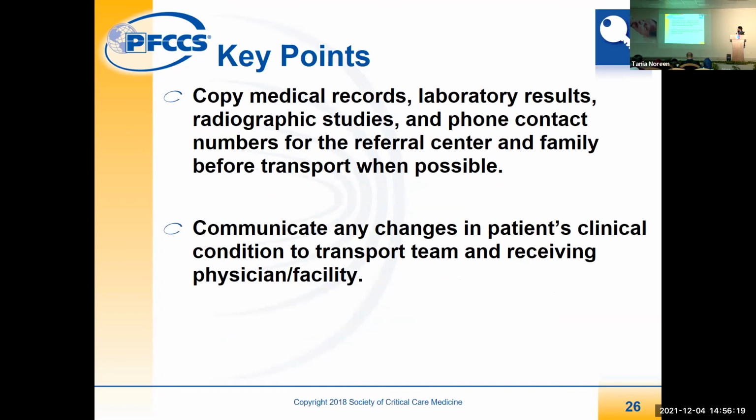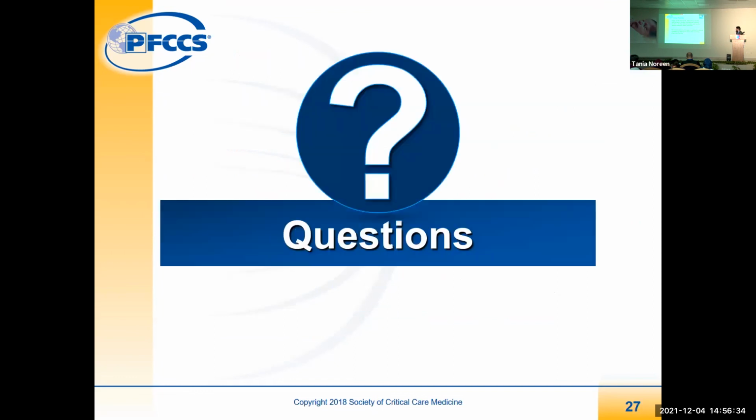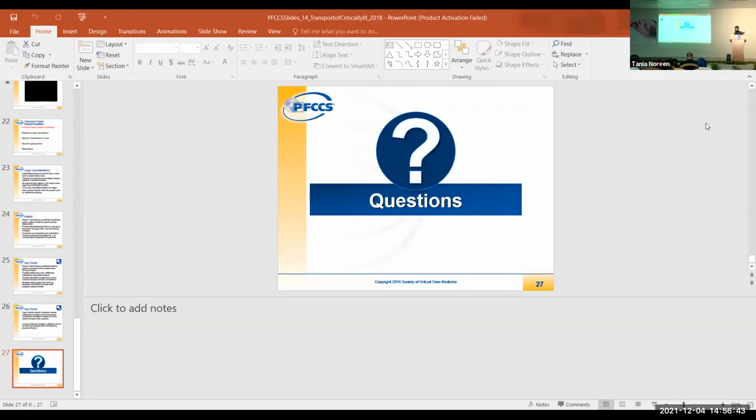Copy of medical records, laboratory results, radiological studies, and contact numbers for the referral center and family before transport if possible, and communicate any changes in clinical condition. Thank you. If you have any questions, we will do question and answer during transport. Discussion will now move toward the next presentation.